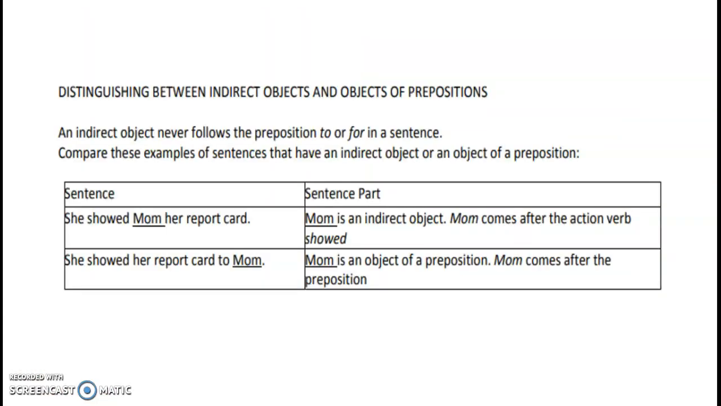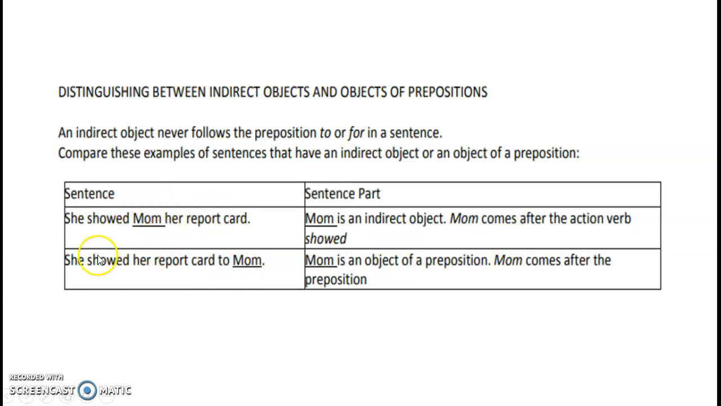And the most important thing here, a key thing that you have to pay attention to, is distinguishing between indirect objects and objects of prepositions. Pay attention and be aware of this. An indirect object never follows the preposition to or for. So if you see a noun or pronoun immediately after to or for, it means that it's not an indirect object. For example, we have, she showed mom her report card. She showed mom. In this sentence, we have an indirect object that is mom, okay?